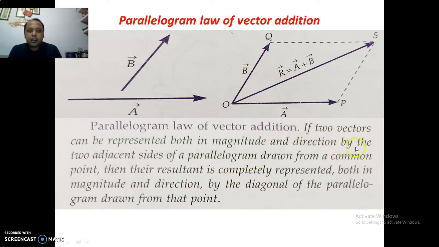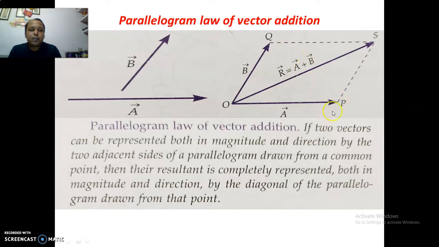They are represented both in magnitude and direction by the two adjacent sides of a parallelogram drawn from a common point. This is the common point O. Then their resultant is completely represented both in magnitude and direction by the diagonal of the parallelogram drawn from that point. You can see here there are two diagonals.